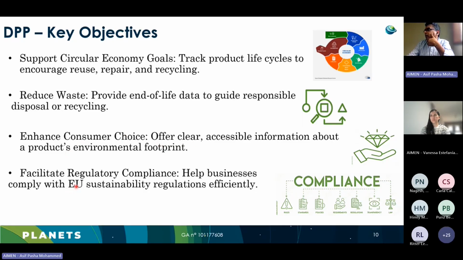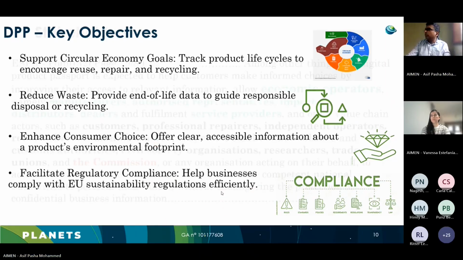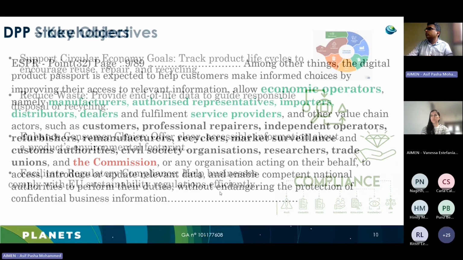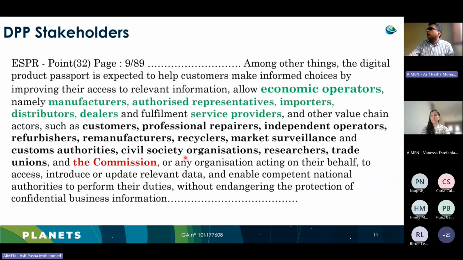Then we have the regulatory compliance. This will also facilitate the regulatory compliance, helping businesses comply with the EU sustainability regulations efficiently. And the stakeholders. So as per ESPR document 0.32, there are several stakeholders that have been identified.